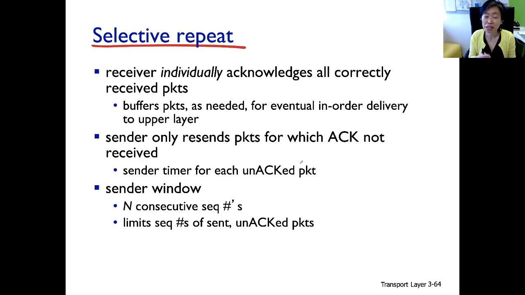Selective repeat. This is the second big category of the pipelined RDT. Its design is pretty much the opposite of Go-Back-N. In Go-Back-N, you have cumulative ACK, so the sequence number in the ACK indicates all the packets before this particular number are received correctly. But in selective repeat, the acknowledgements are individual. So one acknowledgement packet per data packet. The sequence number in the acknowledgement is only to acknowledge one data packet.